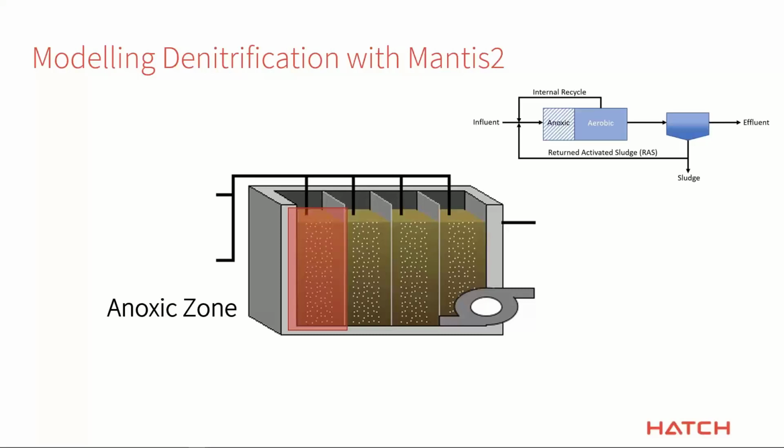So the way I've done that in all of my examples is I have DO controllers on, and I have a DO set point of 2 for each of these latter parts over here, and a DO set point of 0 here, which means by default it's just going to turn all of the air off.